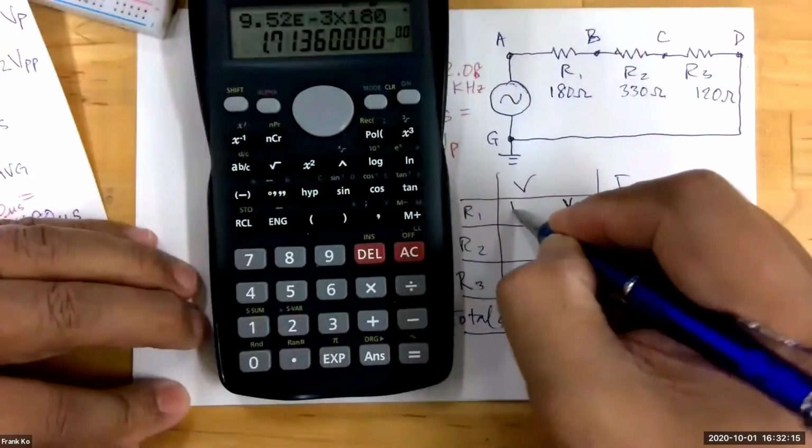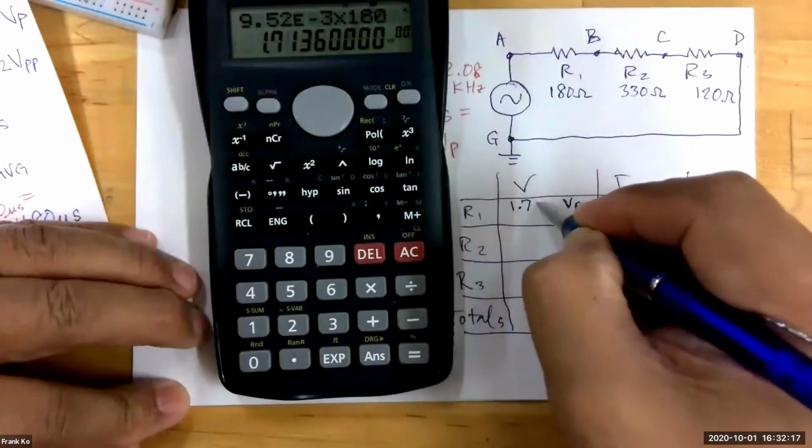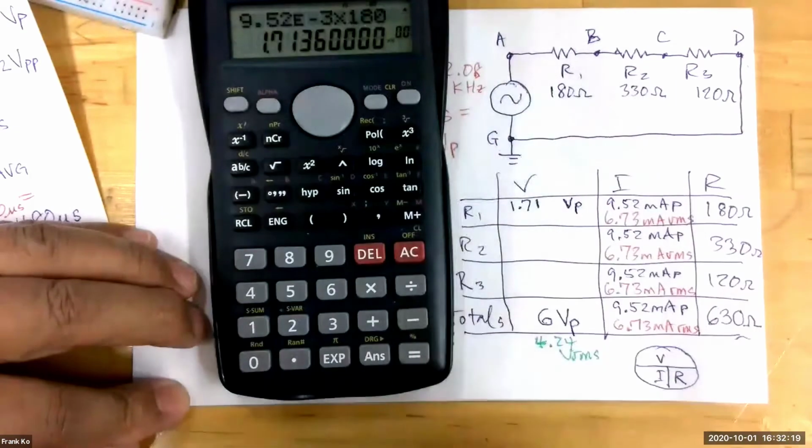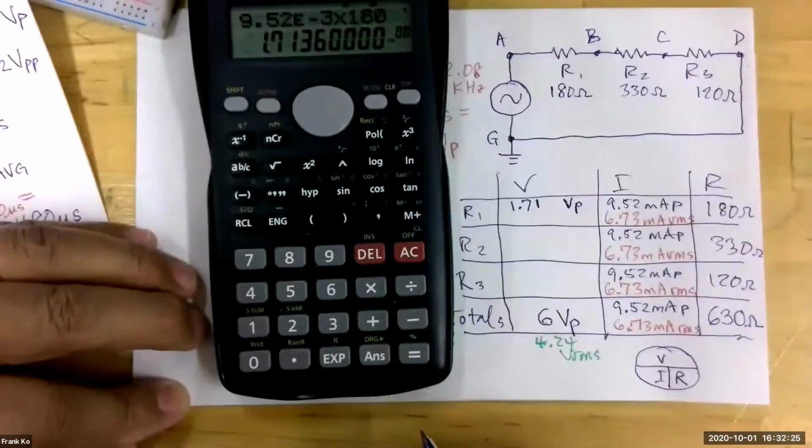1.71 volts peak. 1.71, and we make sure that's volts peak. Yes? Excellent, excellent. That's great. All right, fantastic.